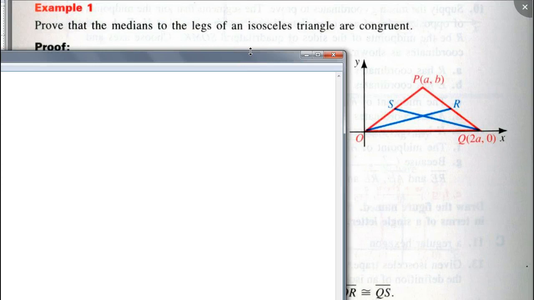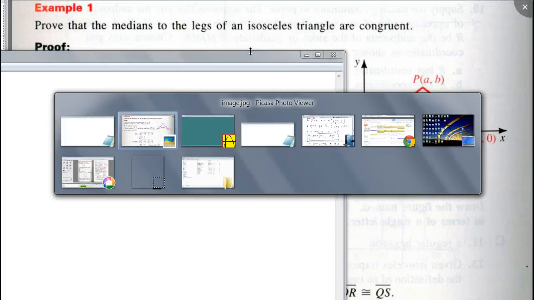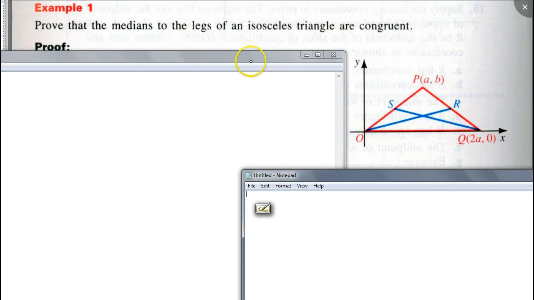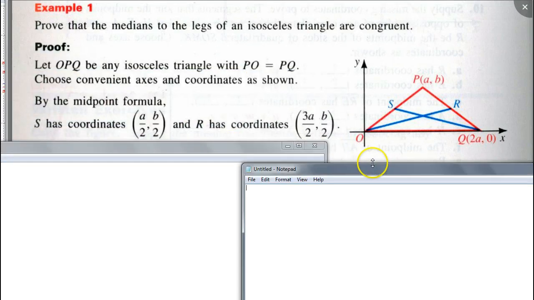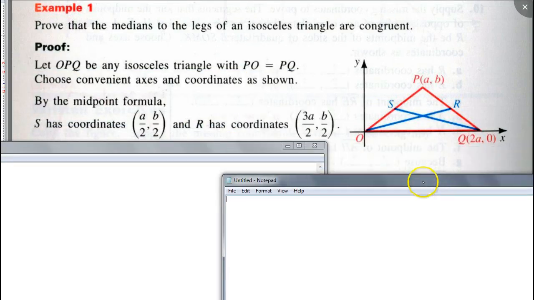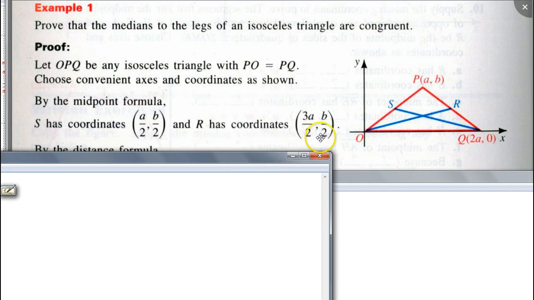I'll wait. So let's look at the midpoints. Who has the midpoint S? What is the ordered pair? Okay, how about Jordan? I got A over 2, B over 2. A over 2, B over 2. How many people agree with Jordan? Yeah, that's correct, right? The other one is 3A over 2, comma, B over 2, right?